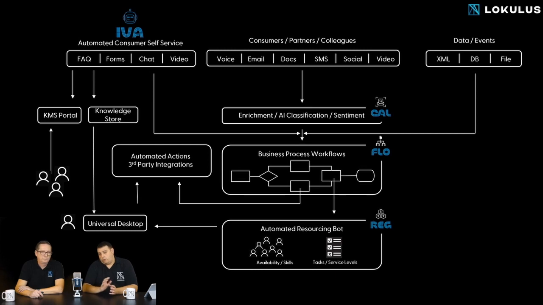Sitting down at the bottom, we've got Reg, our resourcing agent, and Reg is responsible for keeping an eye on 3 critical things inside the Spectra platform. It keeps an eye on all the people, it keeps an eye on all the work that's being ingested at the top, and it keeps an eye on the service levels that have been ascribed to all that work.